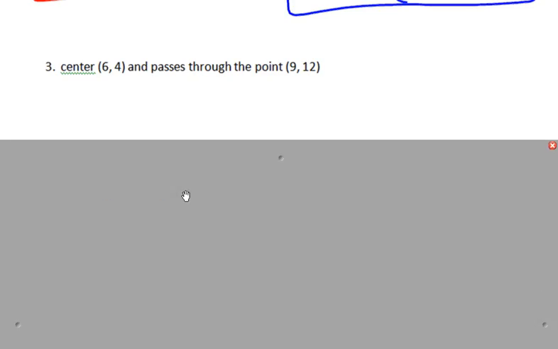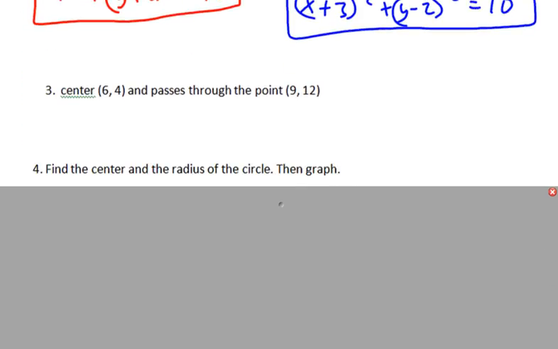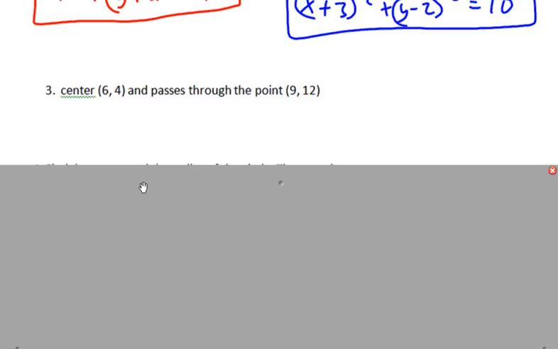Excellent. All right, let's take this now. We're going to be given the center and a point the circle goes through, and we have to figure out the radius. To write the equation, we have to find the radius first. We have our h and our k, and now we have our x and our y, but we don't have the r though.